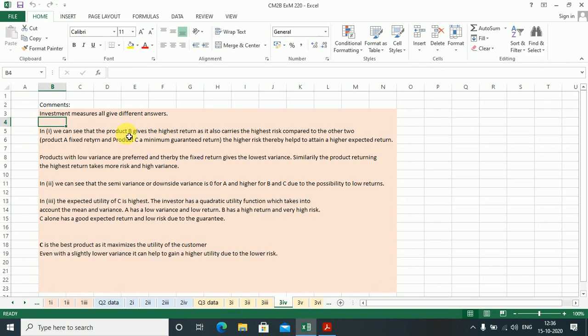For part 1, product B gives the highest return, as it also carries the highest risk. Products with low variance are preferred. In part 2, we can see that the downside semi-variance for A is 0, which is the minimum. In part 3, the expected utility of C is the highest. So for all three, different answers are coming. C is the best product as it maximizes the utility of the customer. Even with slightly lower variance, it can help to gain higher utility due to lower risk.